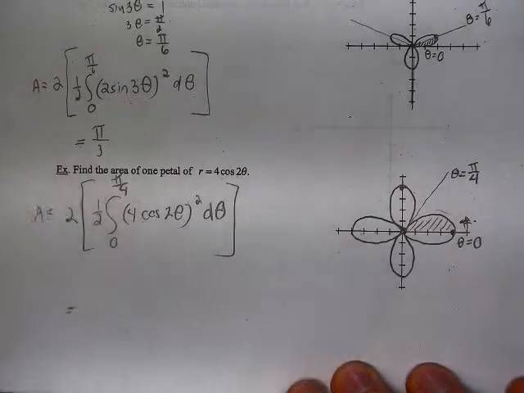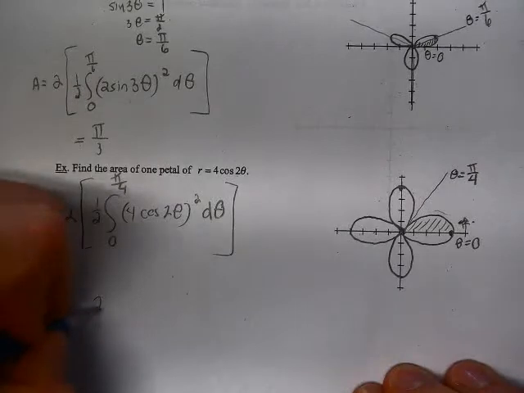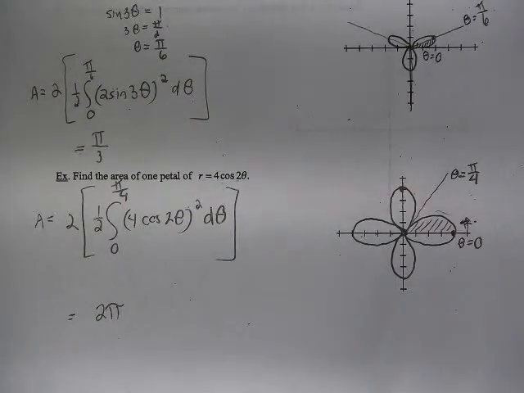And if we work through that integration again, a double angle formula comes in handy, and your total area is going to end up being 2 pi for that problem.